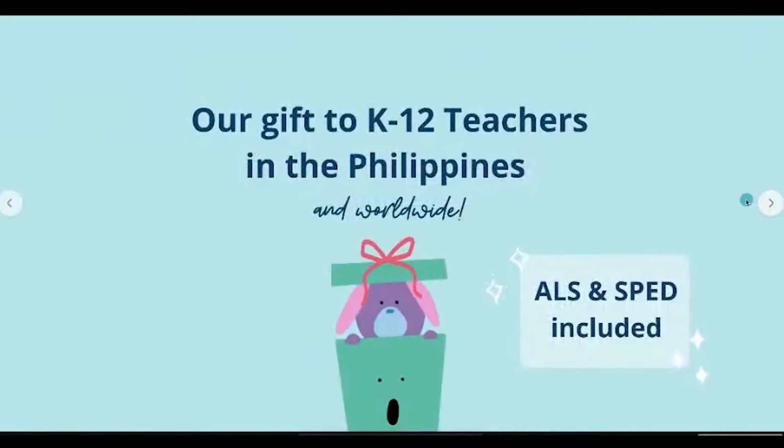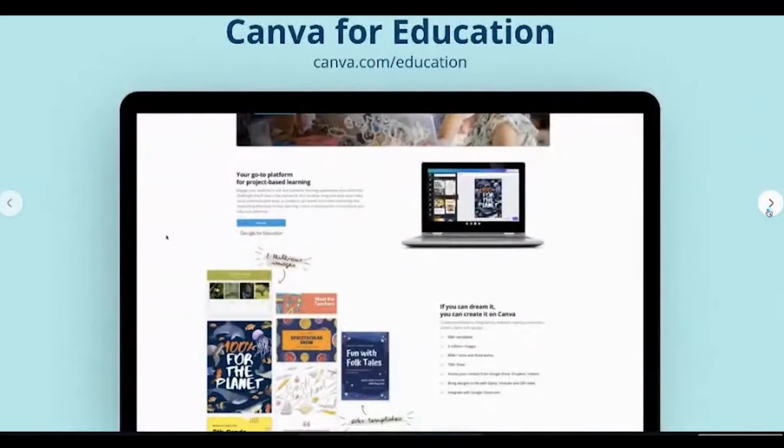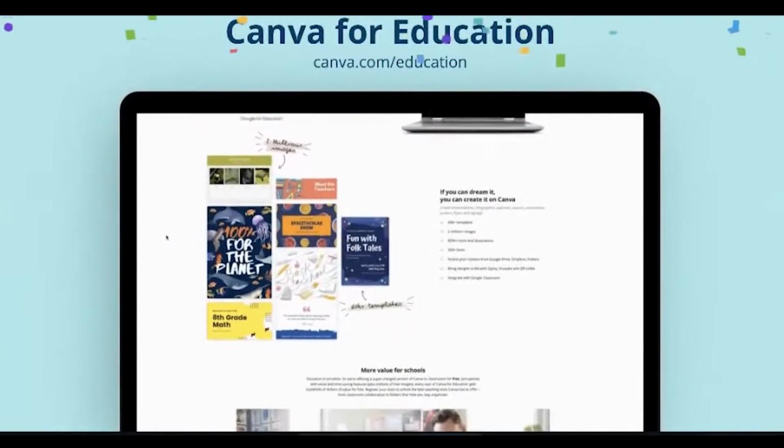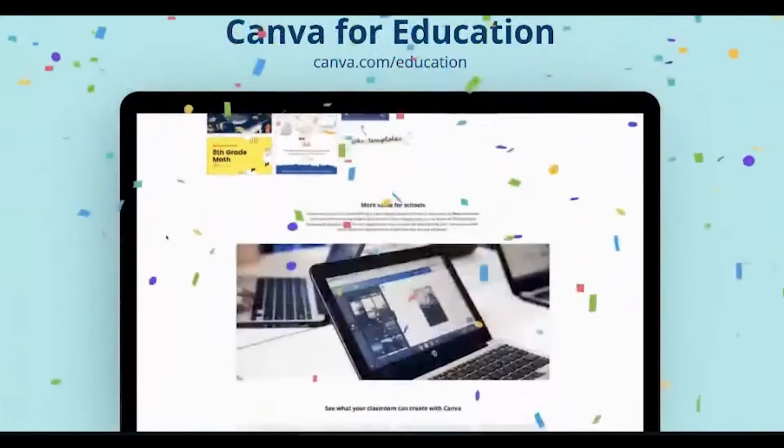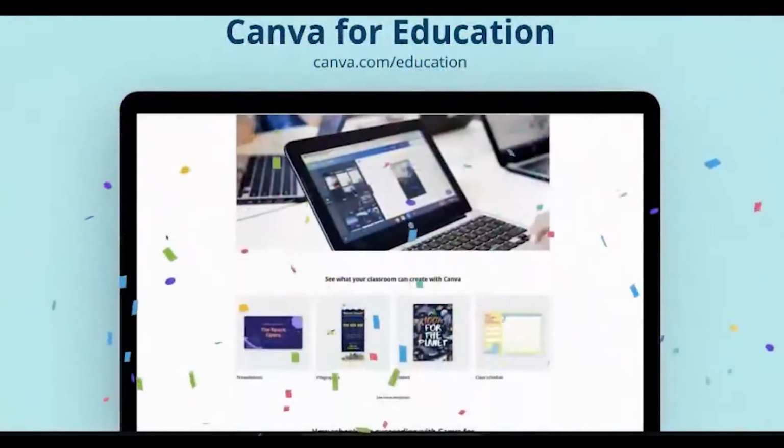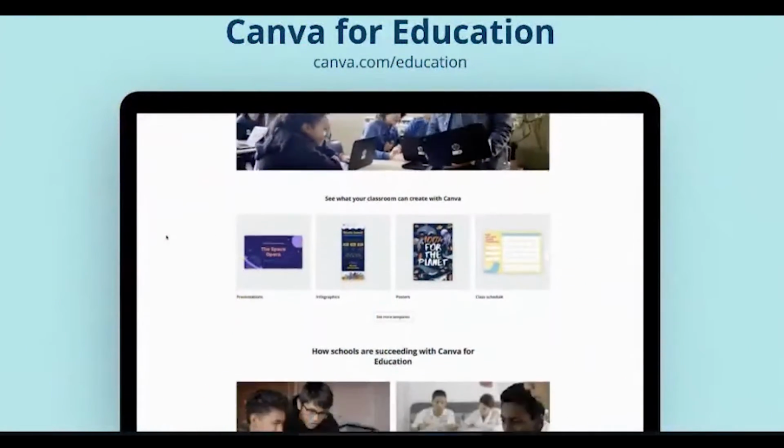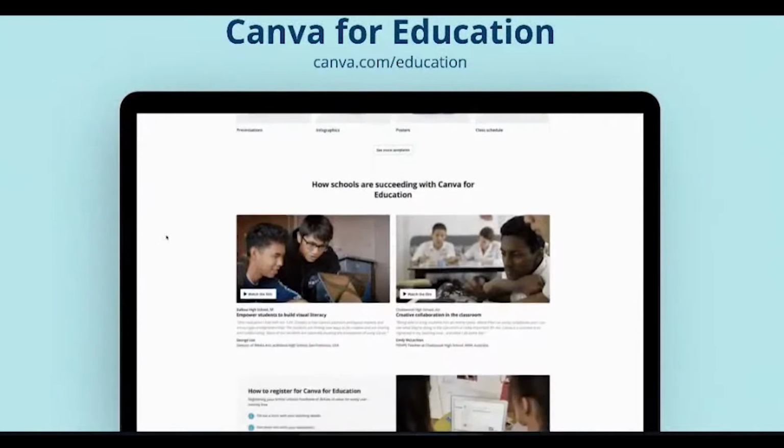And so then, may gift kami sa inyo, K-12 teachers, even actually i-slash natin yan, pwede ring ALS and SPED, educators, librarians, school personnel, pwede din po in the Philippines and worldwide. And this is our gift, Canva for Education. Yay! May pa-confetti. To learn more of Canva for Education, please go to canva.com/education.